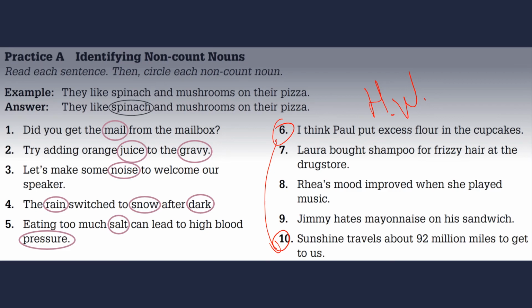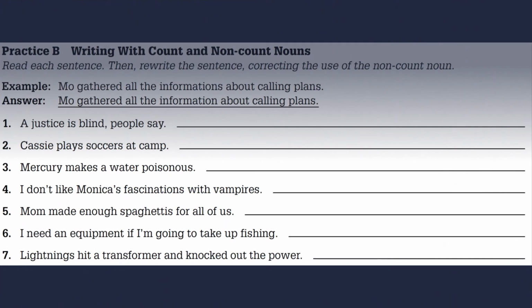All right, next, the second practice, writing with count and non-count nouns. Read each sentence. All right, we will read them. Then rewrite the sentence. Why should we rewrite it? Correcting the use of the non-count nouns. So what we have to do is to correct. So there will be mistakes and we have to correct them.